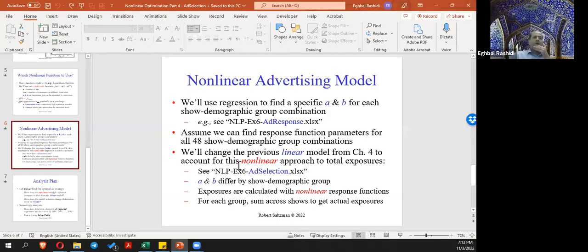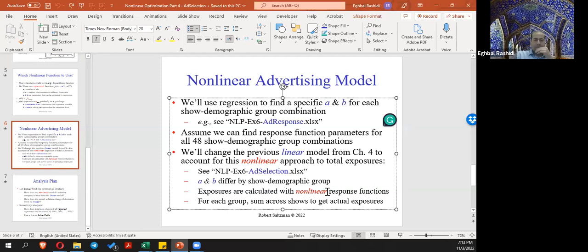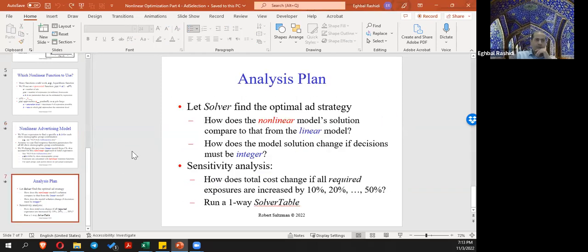Let me go back to the slide. So we want to do some sensitivity analysis here. We changed the previous linear model into the nonlinear function. We made sure that the required exposure is met for each demographic. Let's also find the optimal ad strategy. How does the nonlinear model solution compare to that from the linear model? You can figure this out on your own, but the ad plan that we get using the nonlinear exposure function is different from the optimal ad plan that we got when we assumed that the exposure is a linear function, okay? Also the cost is different.